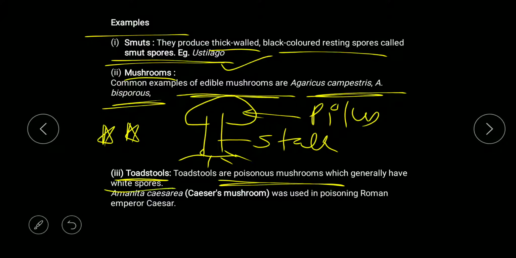They produce white spores, and an example is Caesar's mushroom, that is Amanita caesarea, which was used to poison a Roman emperor, Caesar. So this mushroom was used to poison the Roman emperor. Okay. So this is a toadstool, which is a poisonous mushroom that belongs to the Basidiomycetes.